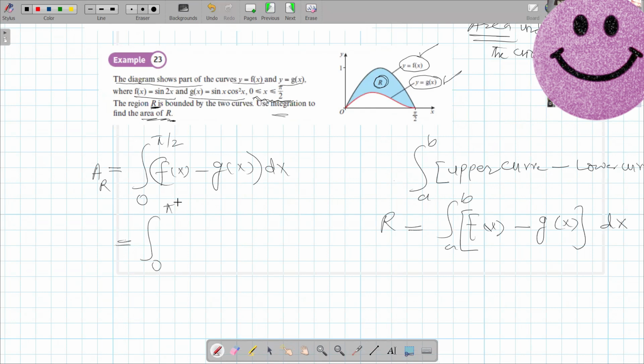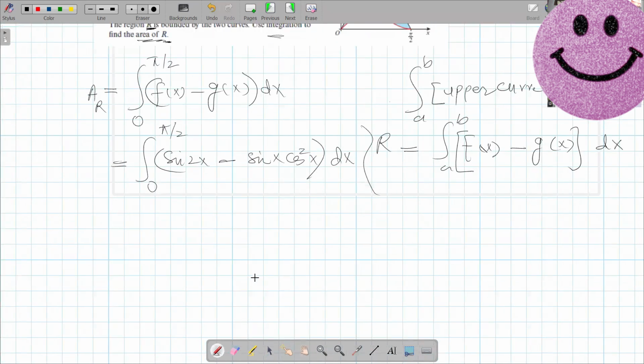So f of x given is sine 2x, and g of x is sine x cos squared x. Now how to integrate this? Simple integration. You will integrate them separately. Sine 2x, it is the same as sin x cos x, right? No, you can just integrate sine 2x directly. Oh yeah, of course.